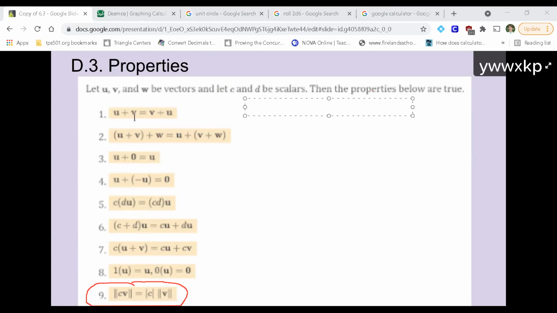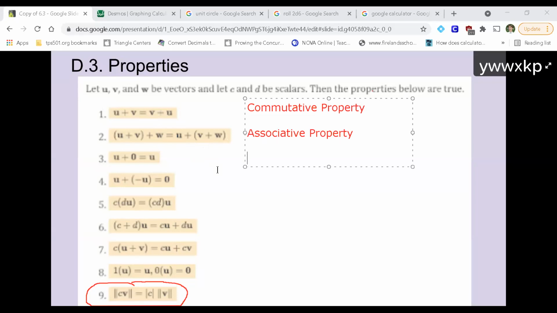The first property tells us that vector addition is commutative. U plus V is the same as V plus U. It doesn't matter what order you do them in. The second property tells us that vector addition is associative. U plus V plus W, where you do U plus V first, is the same as U plus V plus W when you do V plus W first. It doesn't matter how you group your answers here. You'll get the same answer.